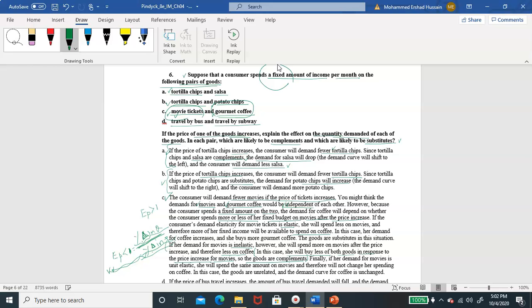Complements, right? Finally, if the demand for movies is unit elastic, right? So now we are saying that this is equal to 1. The percentage change in price and percentage change in quantity are equal. She will spend the same amount on movies, and therefore will not change her spending on coffee. In this case, the goods are unrelated, and the demand curve for coffee is unchanged.